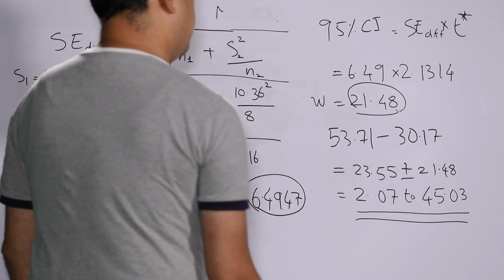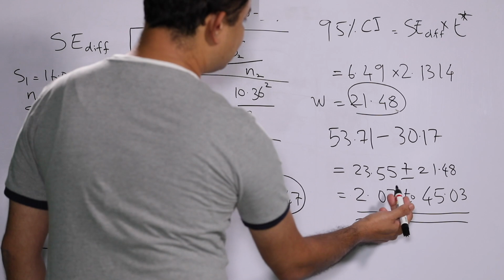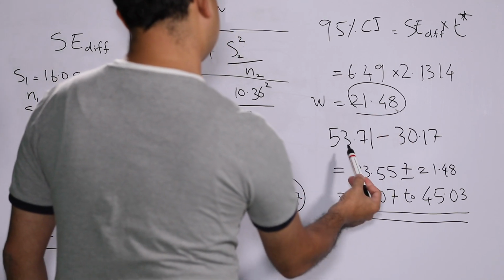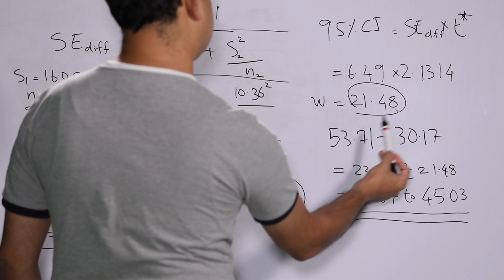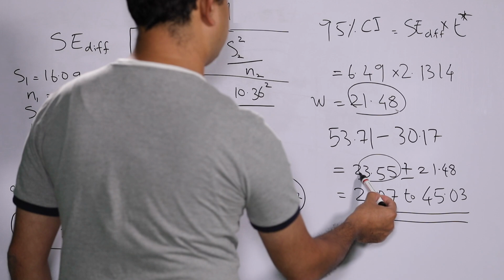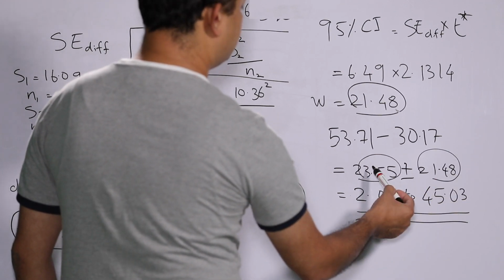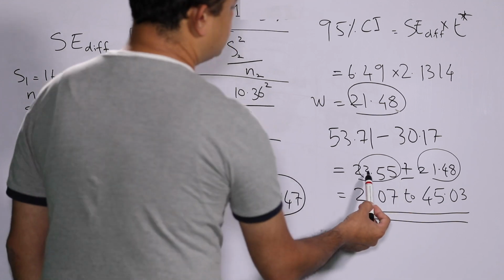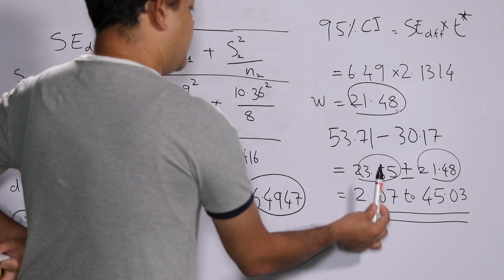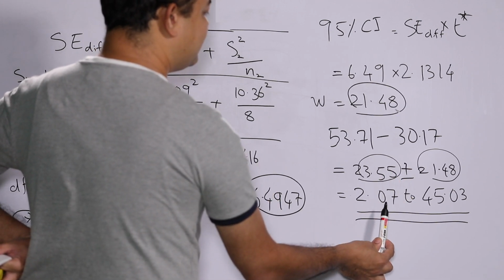Now how do you interpret it? This 95% confidence interval is based on this value, 53.71 minus 30.17, that is basically this value, 23.55. This width is based on this value. So this value is the difference between two group means. The interpretation is very simple. The null hypothesis is that there is no difference. That means the null hypothesis means 0.